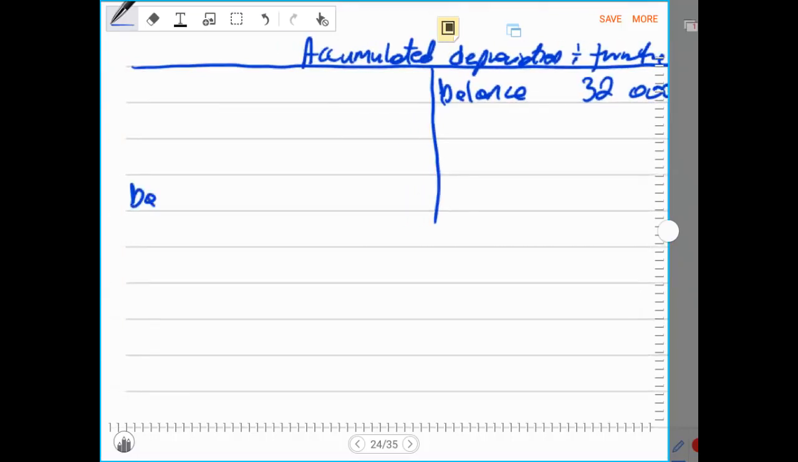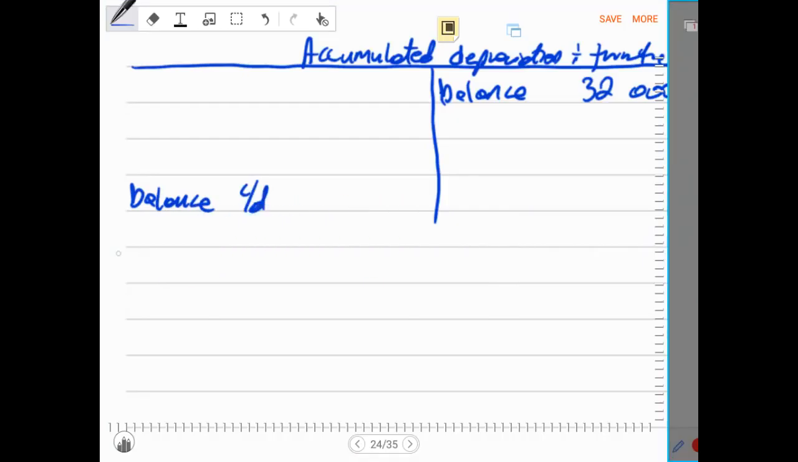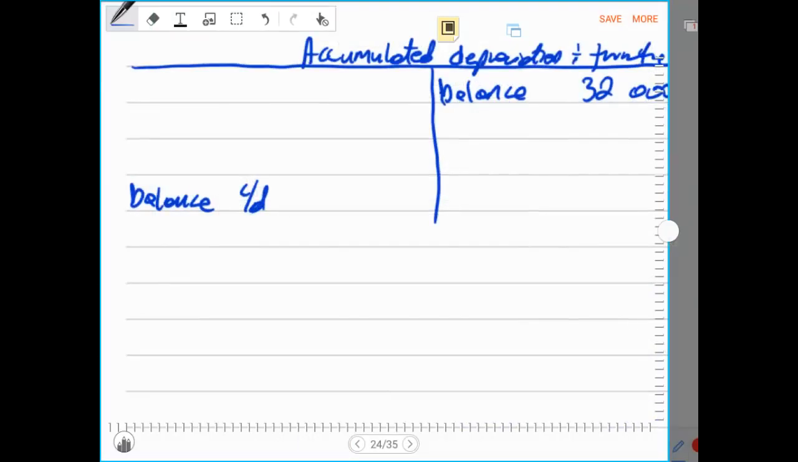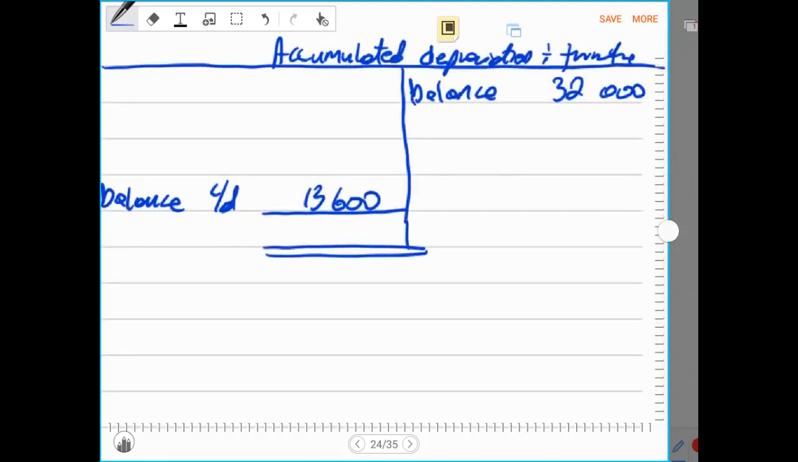Please skip 3 lines. Balance carried down is the balance at the end of the current year, which is 13,600 rands, accumulated depreciation for furniture. And from here now we need to record all the entries that must be recorded under the accumulated depreciation, the ones that are given to us.